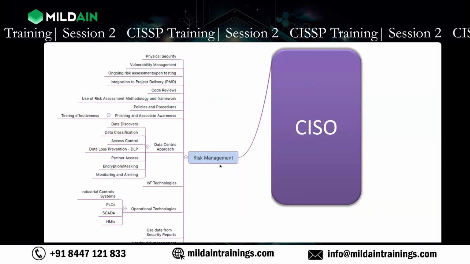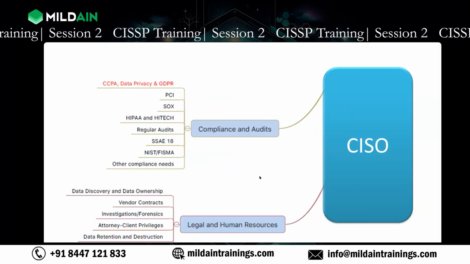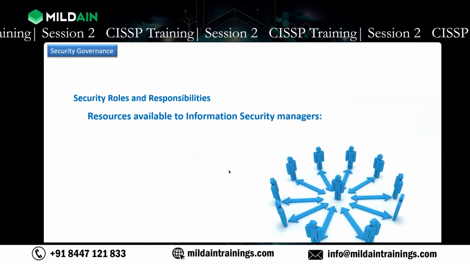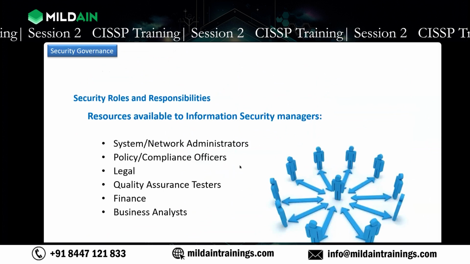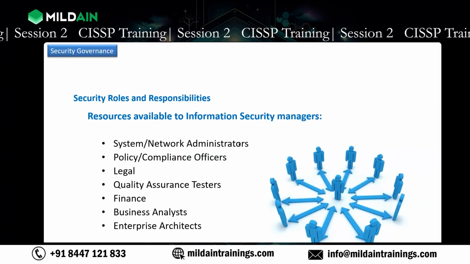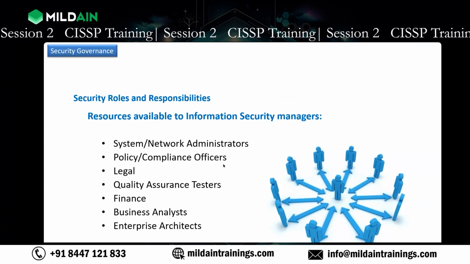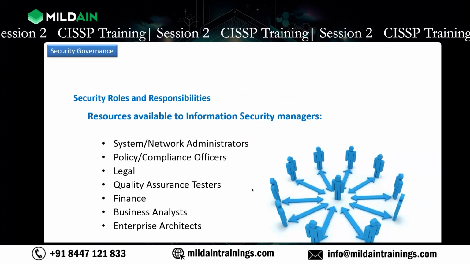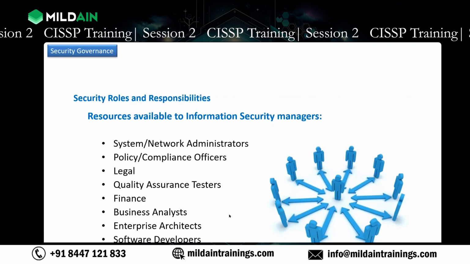So this is again the first chapter, which we talked about: risk management, compliance audit, and legal human resources governance. I've just articulated it with a different framework. In cyber security, we have different types of roles and responsibilities associated with individuals. This is just the need-to-know concept: network administrators, policy and compliance officers, quality assurance testers, business analysts, enterprise architects, software developers for application security.